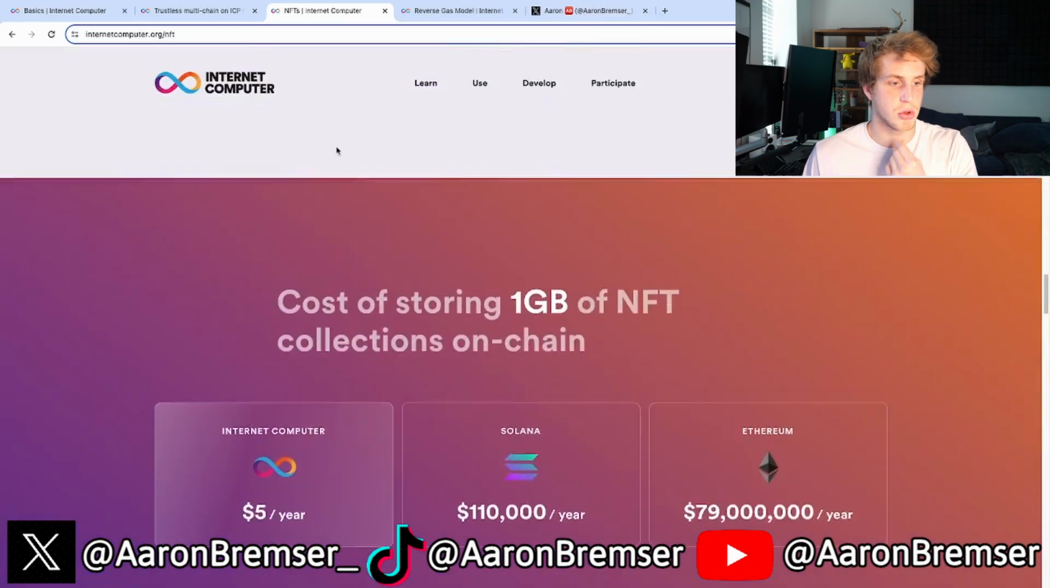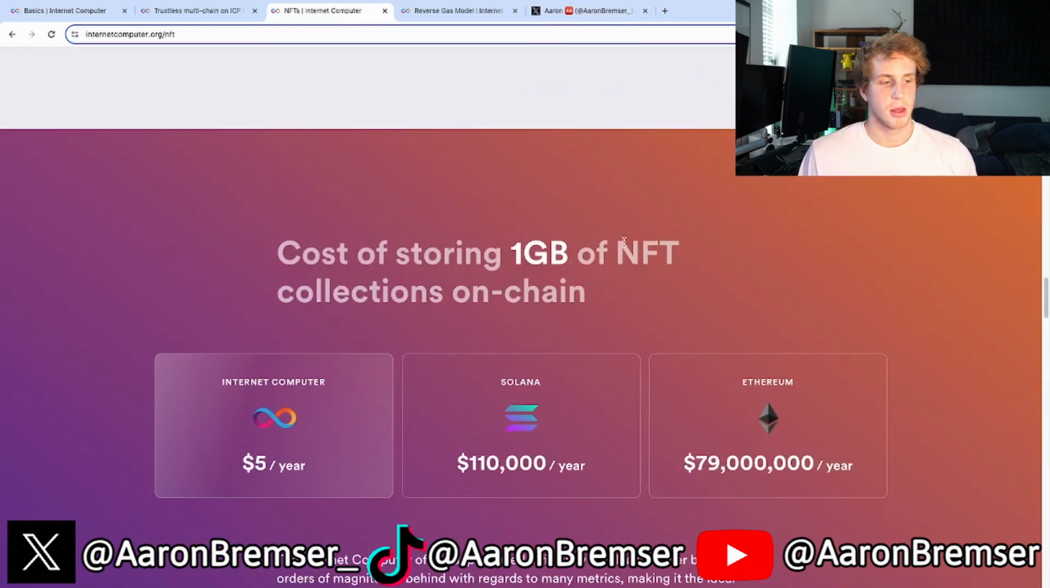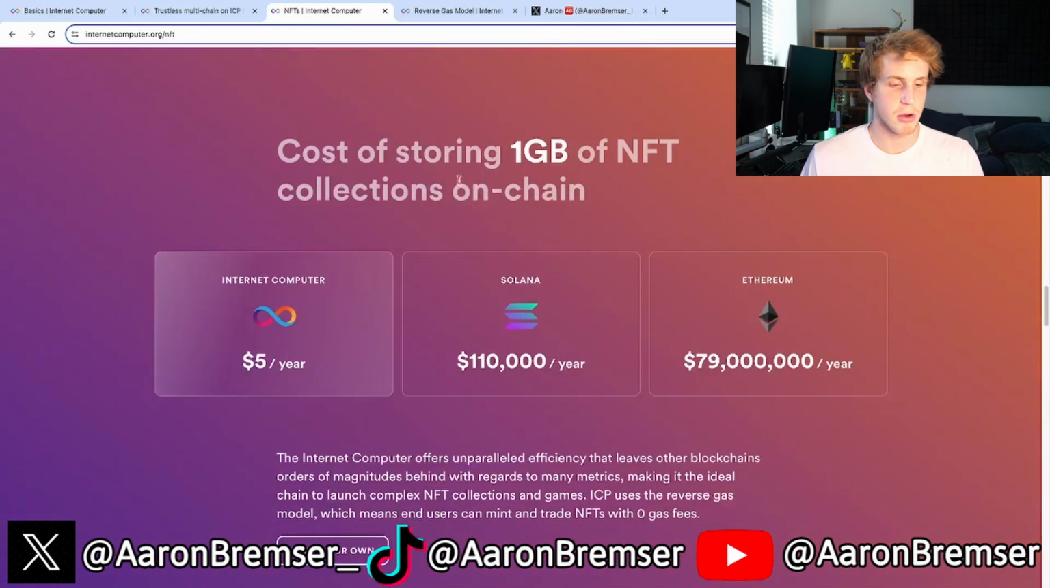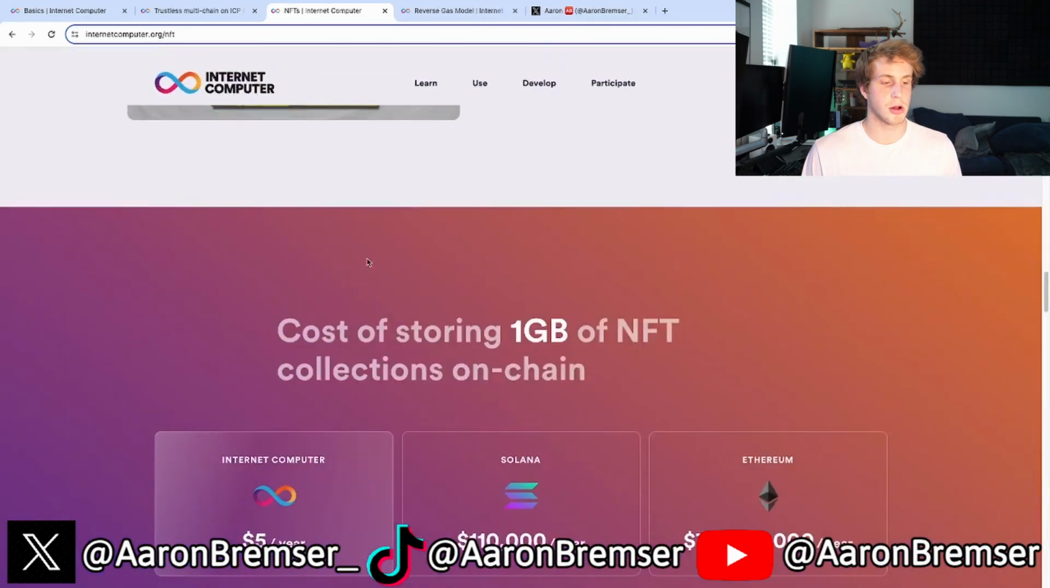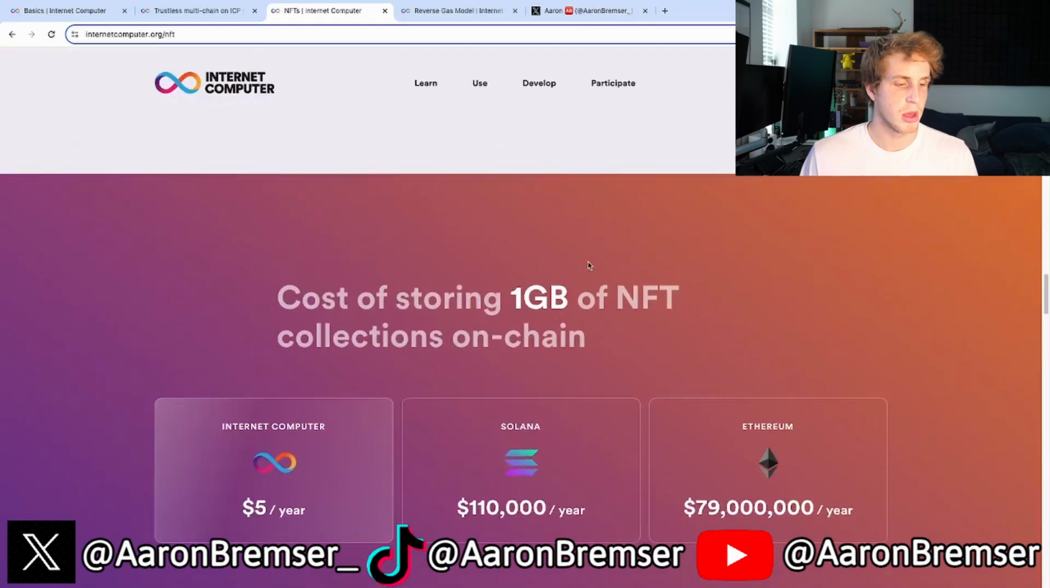And then, of course, once again, when you talk about just storing NFT collections on chain, it's not really feasible in these other collection chains. $79 million a year for Ethereum, $110,000 a year for Solana, and $5 a year for the internet computer. The internet computer is very fast, very cheap, very good.